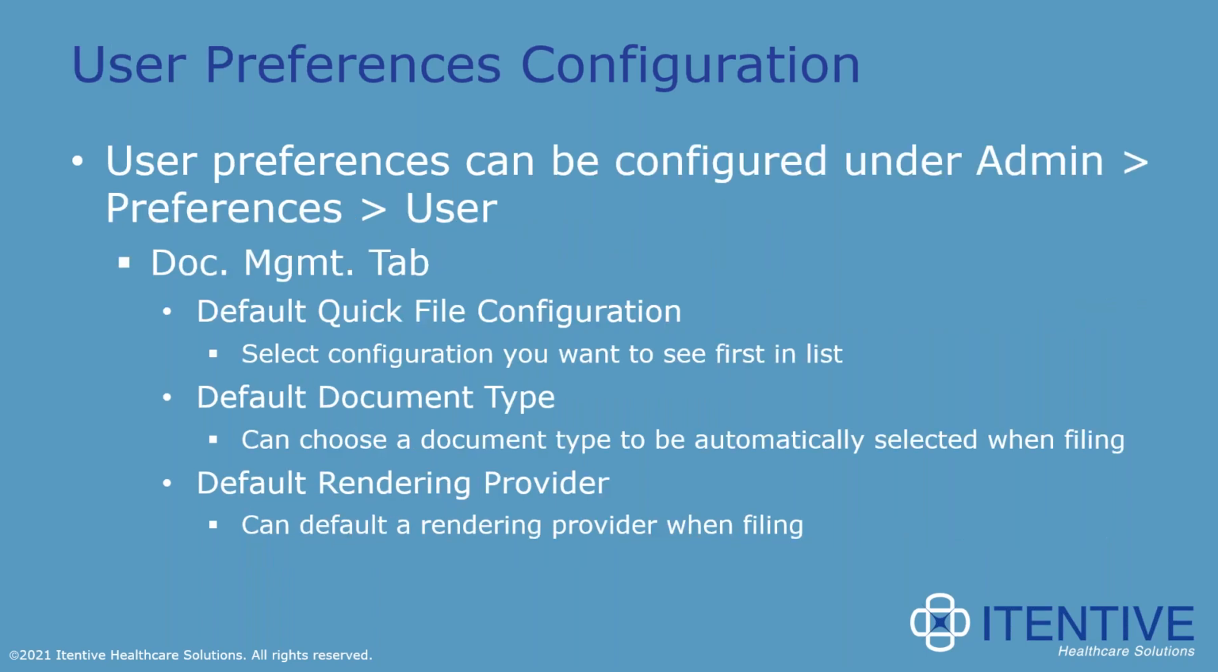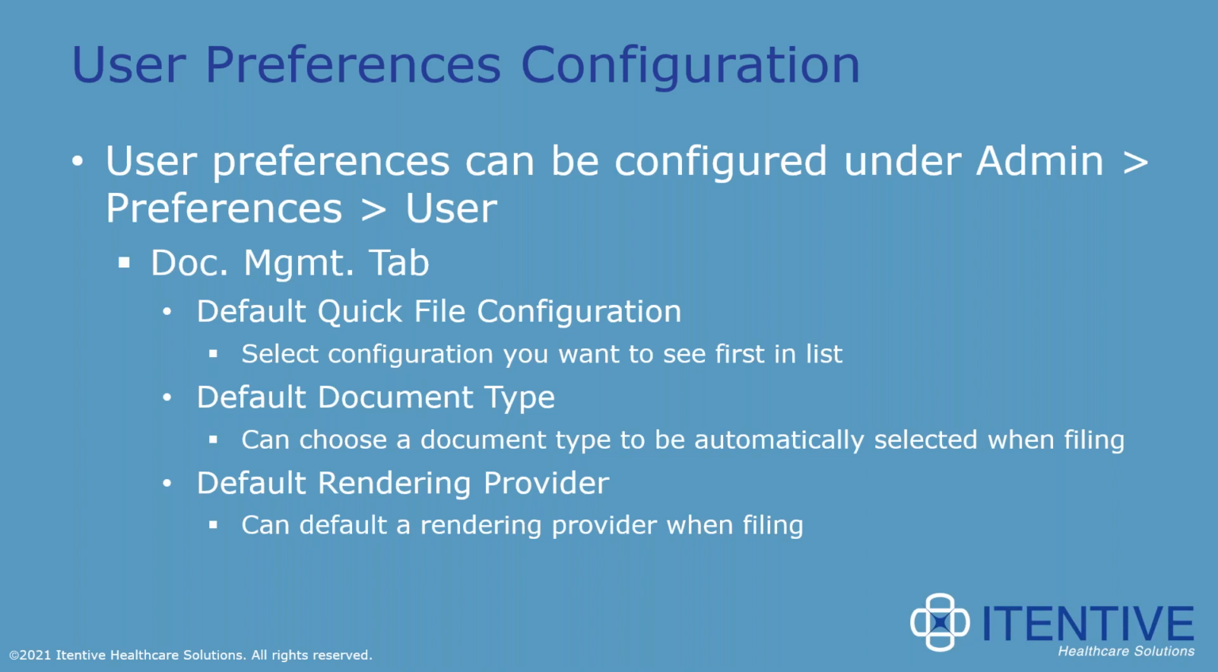Individual users also have the ability to set their own preferences in document management. This takes place in the application in the admin menu. The first three options that users have allow for defaulting certain information when they're filing. The first is to default a quick file configuration. If a user wants to use the quick file feature, it's important that they select at least one configuration here under user preferences, because that's going to activate the feature so the user has that ability.